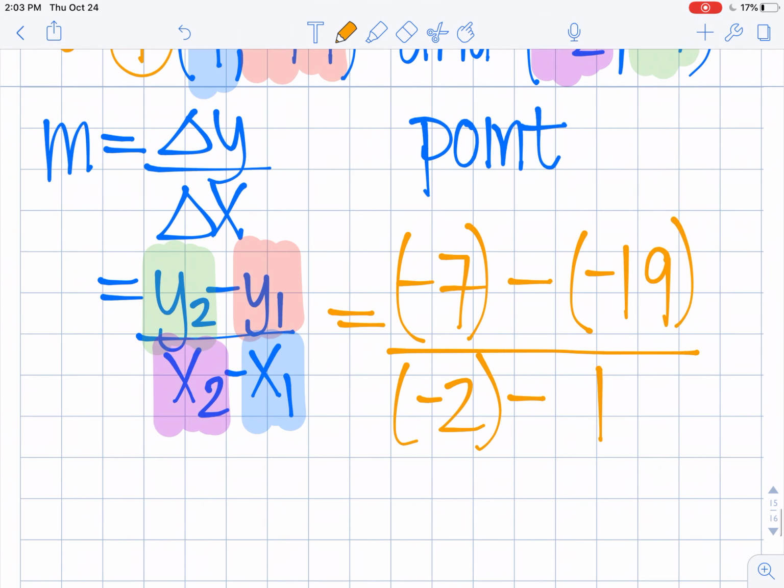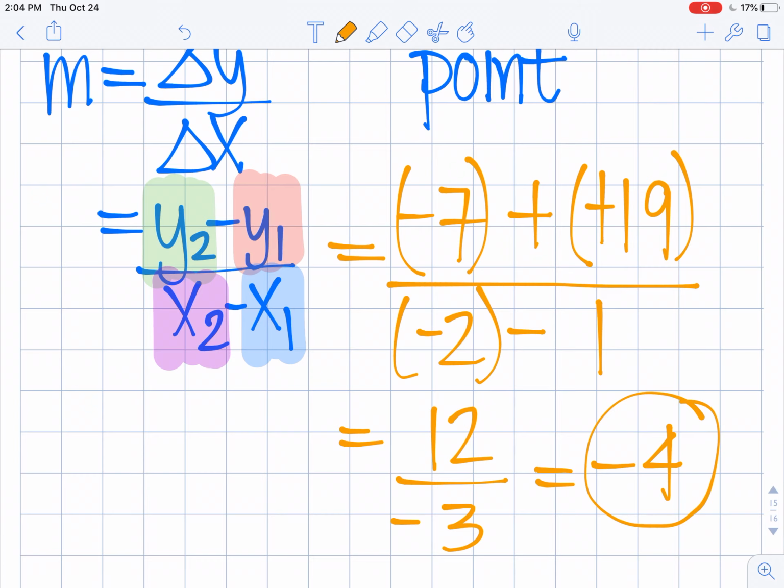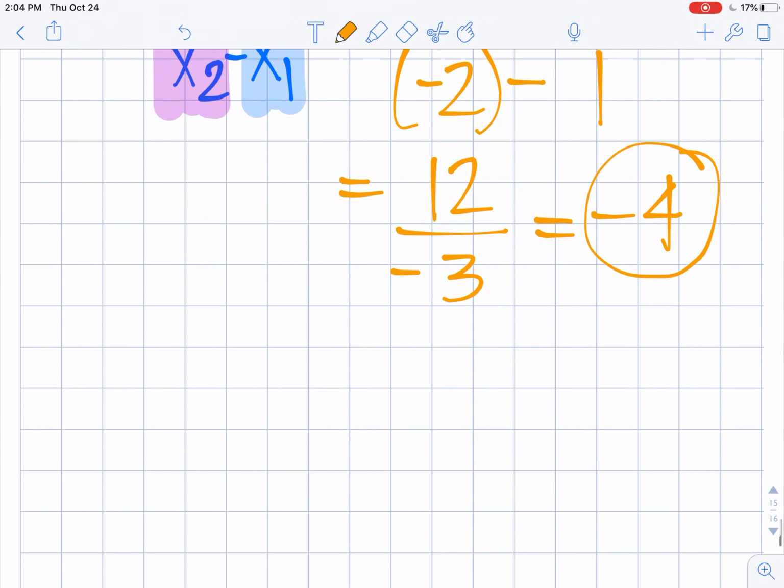Now I have to do the math. Here, minus a negative means to add the opposite. So this is really asking what's -7 plus 19. I'm going to figure that out: -7 plus 19 is equal to +12. And what's -2 minus 1? That's -3. Now I have to divide. 12 divided by -3 is equal to -4. This tells me that my slope is equal to -4. So I'm going to write this down. My slope is equal to -4.